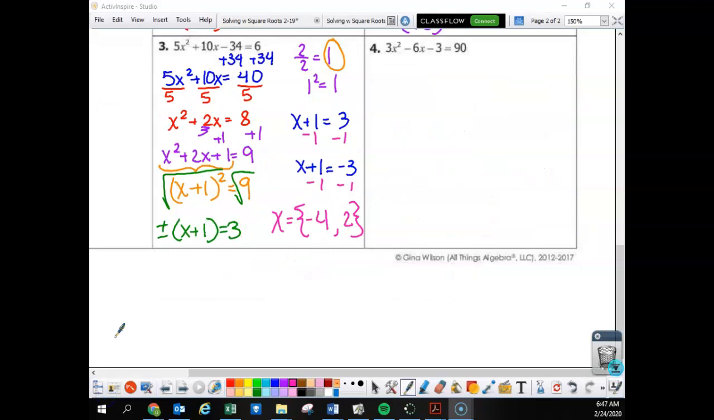Okay, so here's your work for number 3. The solutions are negative 4 and 2. This is your work, and let's go on to number 4.